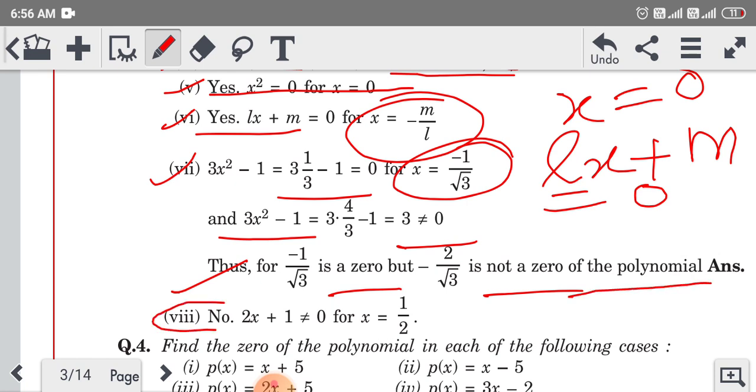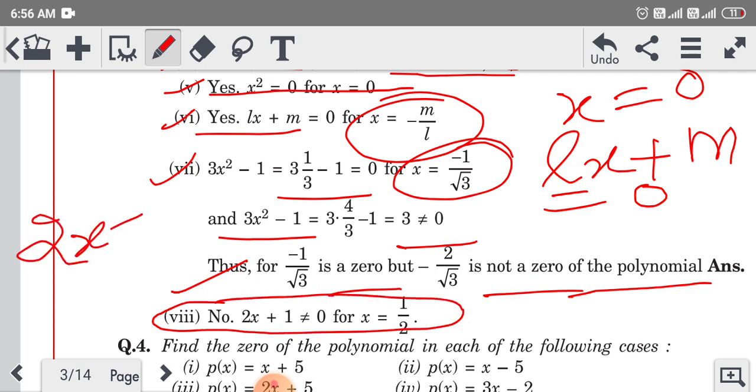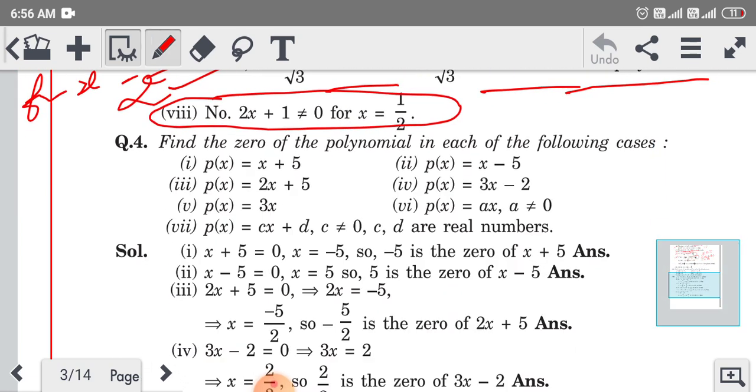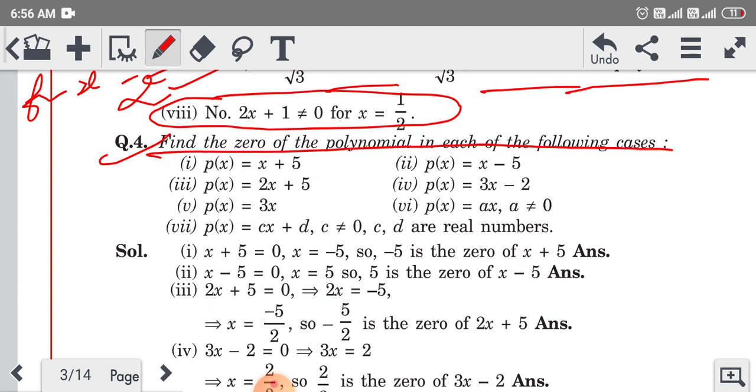और एट्थ कहते हैं, नो, 2x + 1 is not equal to 0 for x = 1/2. उसके बाद फोर्थ कहते हैं, that is find the zeros of the polynomial in each of the following cases. तो हम कैसे zero find करते हैं, equation होगी जैसे x + 2 है, इसको हम 0 के equal equate कर देंगे और जो x आएगी उसकी वैल्यू होगा for the zeros of the polynomial.